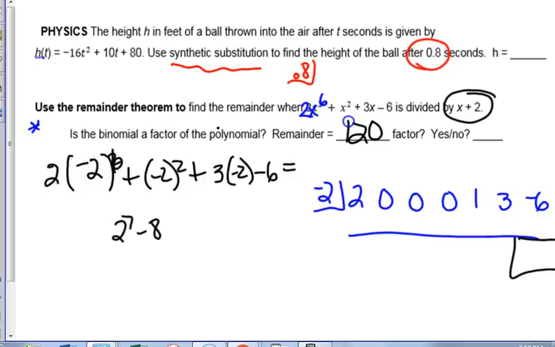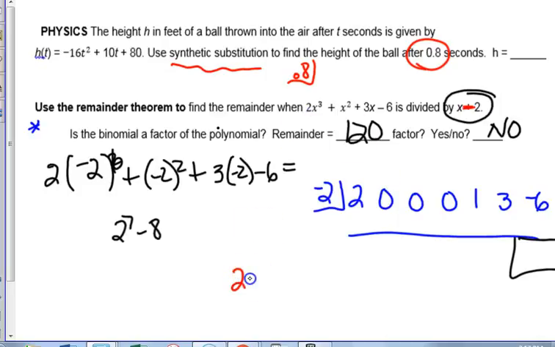It's 120. I was so close to that 76. So is this a factor, guys? No. Now, if I went back and did this, and I'm not sure this works, but let's try this. If I made it an x minus 2, what would you do then?